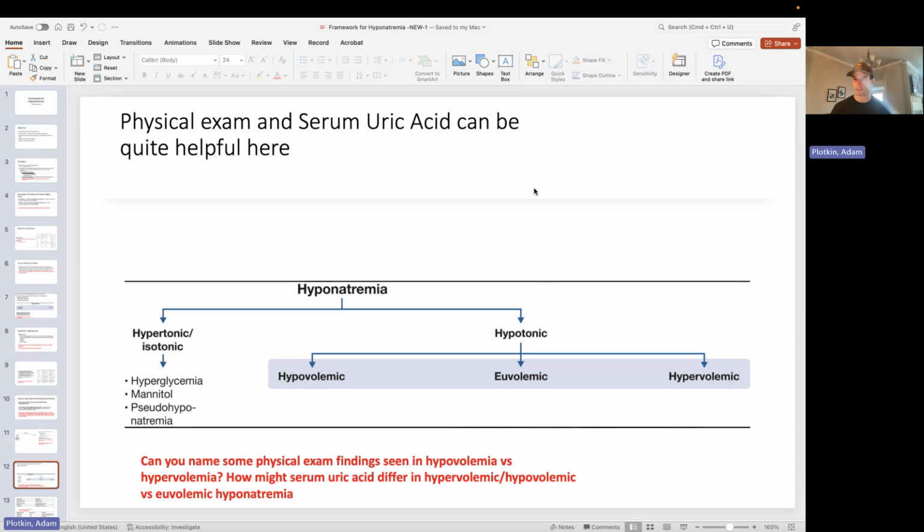But I want you to just really quick think about what physical exam findings might point me more towards hypovolemia versus hypervolemia. And then how do you think the serum uric acid might differ when you have a patient who has euvolemia versus a patient who's either hyper or hypovolemic? So take a second, think about those, pause the video.